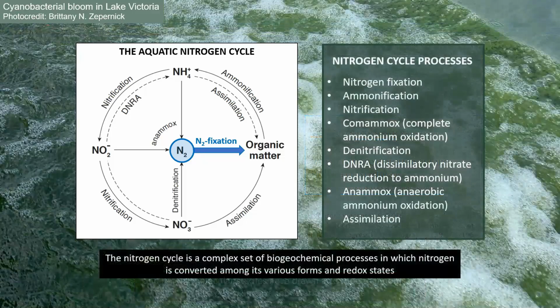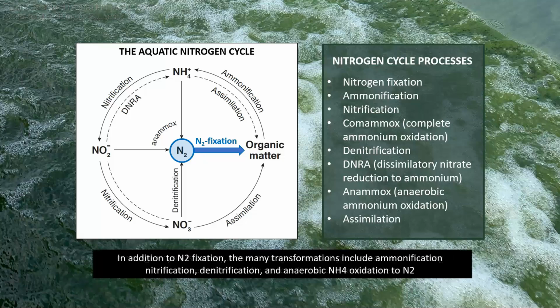The nitrogen cycle is a complex set of biogeochemical processes in which nitrogen is converted among its various forms and redox states. In addition to N2 fixation, the many transformations include ammonification, nitrification, denitrification, and anaerobic ammonium oxidation.